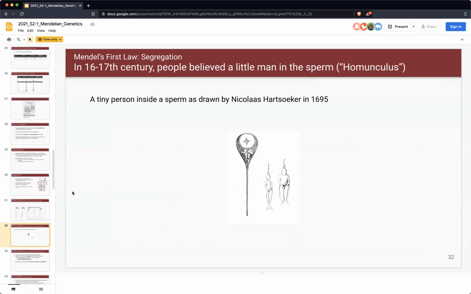So why is Mendel's idea quite revolutionary? Because in the 16th, 17th century, or even in the 18th, 19th century, people still believed that people developed in the mother's womb, right? Some people believed there was a little man in the sperm, which they called the homunculus, right? And this tiny thing developed into the human in the womb. That was the idea, but it's not really true, because the sperm has only half the information of the trait, right? And the other half is in the egg, right? So now we know the segregation. Hopefully you don't really believe this anymore.